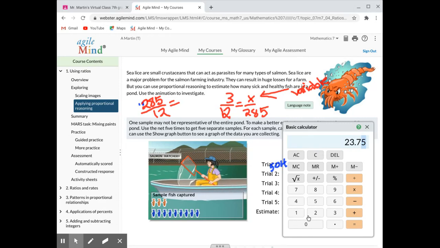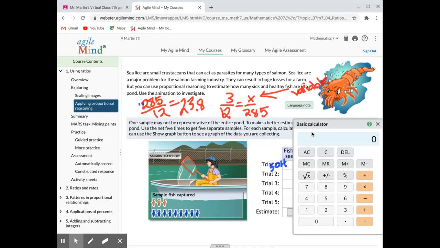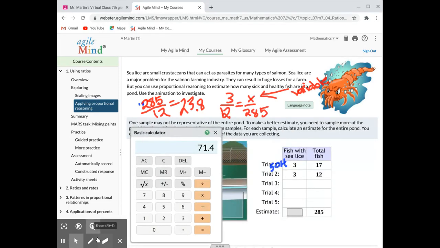23.8. Perfect. All right. So we're going to take that. And that 23.8 is our what now, class? Scale factor? Correct. That's our scale factor. And so what do we need to do with our scale factor so that we can determine the amount of sick fish? Multiply it by 3. Correct. So we're going to take 23.8. We're going to multiply it by 3. And what do we get? 71.4. All right. So we're going to write that down for trial 2.